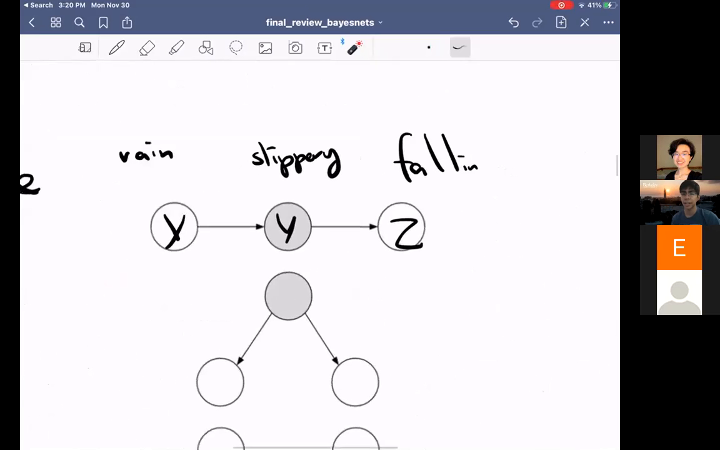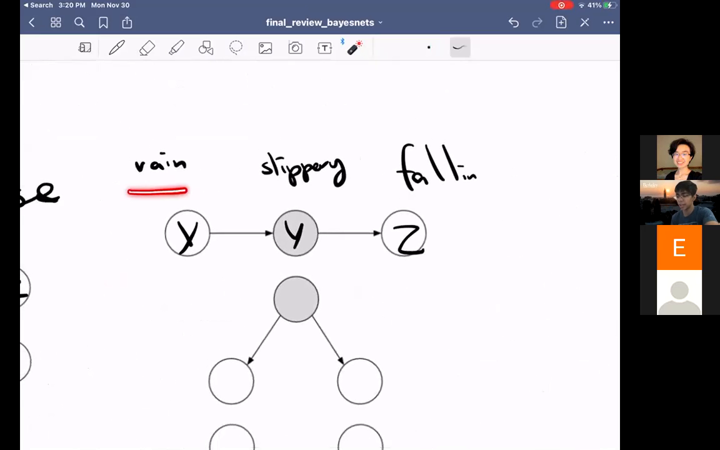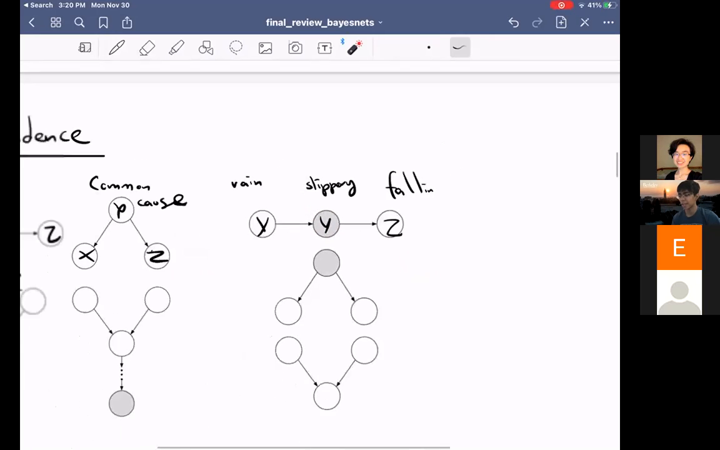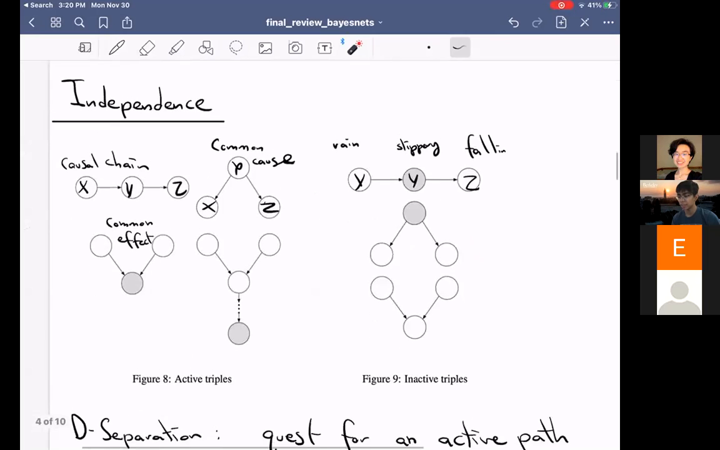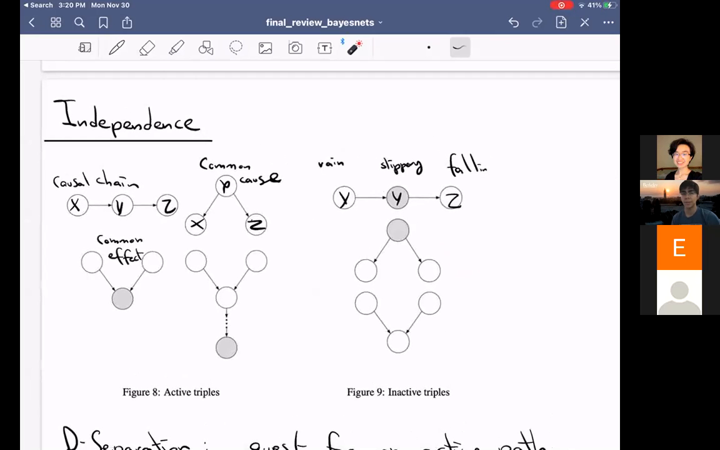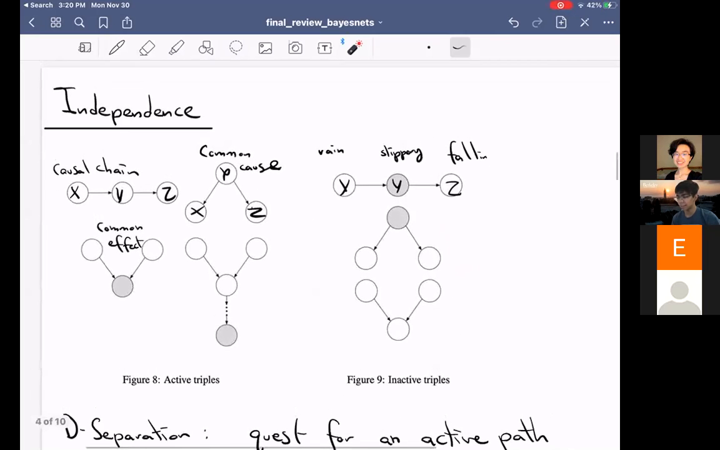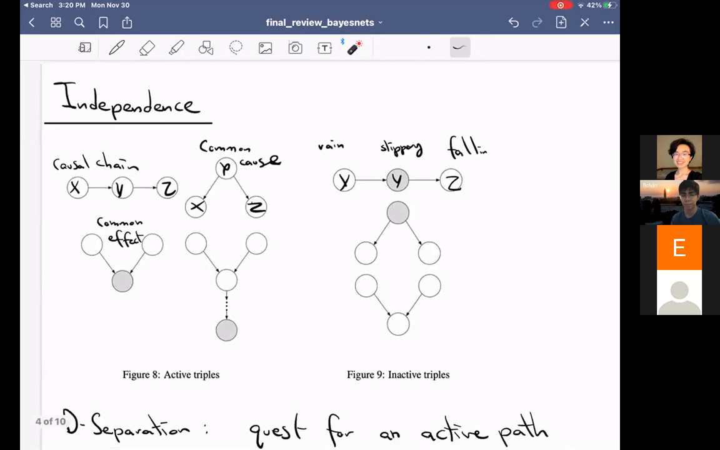And a very concrete example would be, if rain causes the ground to be slippery, and the slippery ground causes you to fall, if you condition on the fact that it is slippery or it's not slippery, in that universe where it is slippery, rain and falling are not really related. So that's what we're saying here. And you have a bunch of these different triples, and we're going to use these to reason about d-separation.